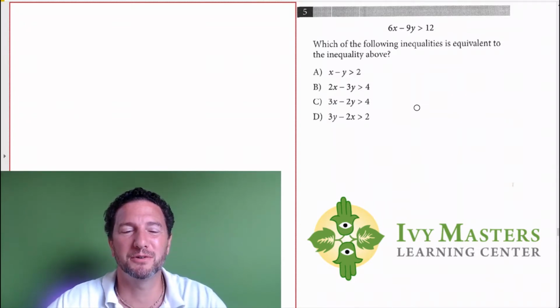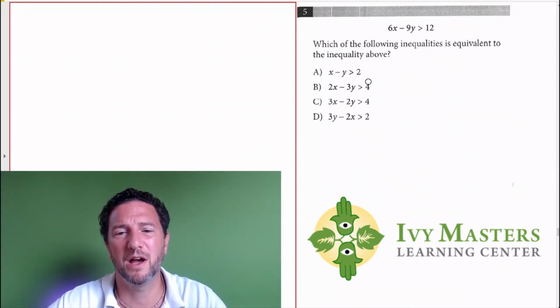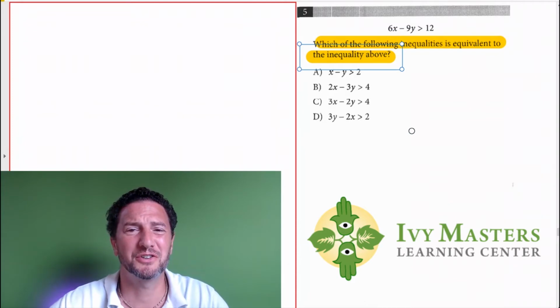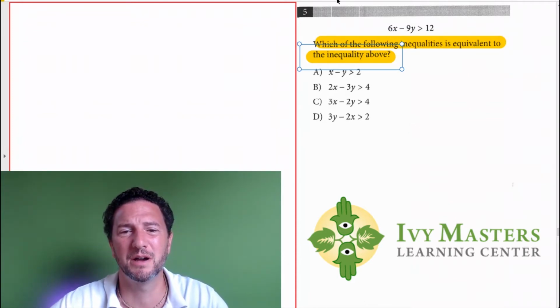My name is Paul Solga, Ivy Masters Learning Center at IvyMasters.com, and today we're going to look at Test 6, Section 4, Number 5, which reads, which of the following inequalities is equivalent to the inequality above? So first, I'm going to show you the easy way, and the second thing I'm going to do is I'm going to show you the TMI.